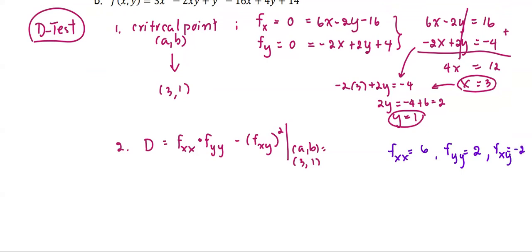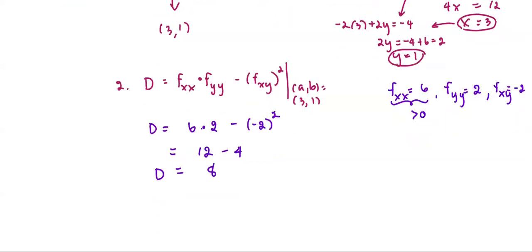All right, keep in mind the second partial with respect to x is 6, which is a positive number. Now, bring the values to the formula to find the D. Fxx, which is 6, multiplied by Fyy, which is 2, and then minus Fxy, which is negative 2, quantity squared. We will get 12 minus 4, or the value 8.